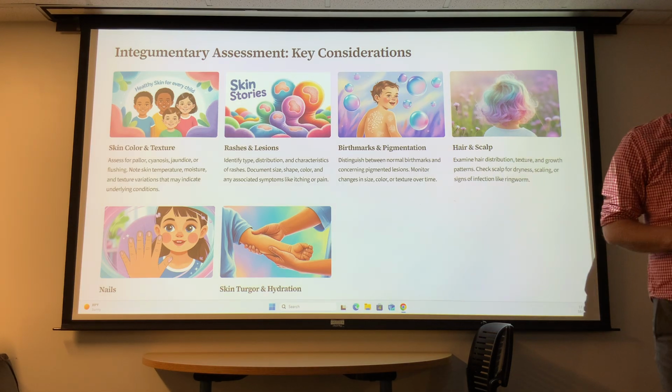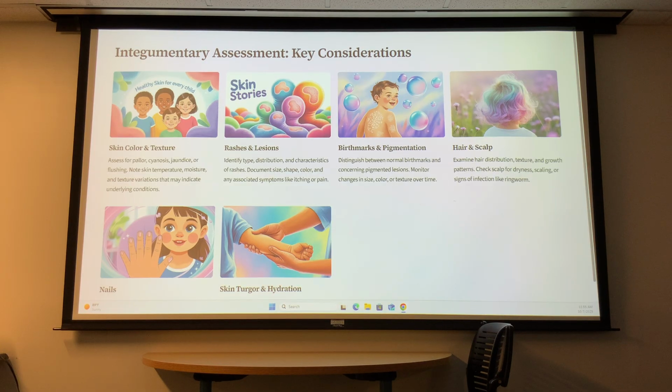What about hair and scalp? Looking for lice, yes, right? Again, distribution, the texture, like is it dry and is it brittle? Because hair texture can change based on nutrition, their health status, right? So we're looking at, is this a healthy individual? Is this not a healthy individual, right?